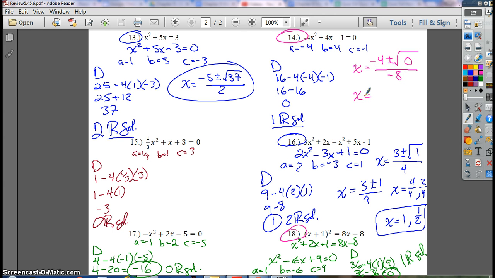Square root of 0 is 0. If you subtract or add 0 to -4, you will get -4. So next it's just going to be a half. That's my one real solution.